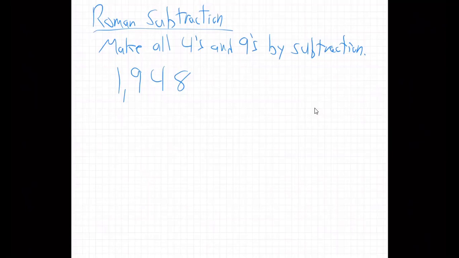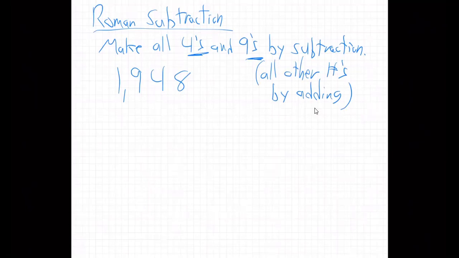That number. So again, every 4 and every 9 will be made by subtraction. All other numbers are by adding. So you only make 4s and 9s by subtraction. You make all other numbers by adding. That's how the system works. So here we go. So 1,000, that's just our M, right? That's our 1,000 there. So now the 9, that's going to be made by subtraction.